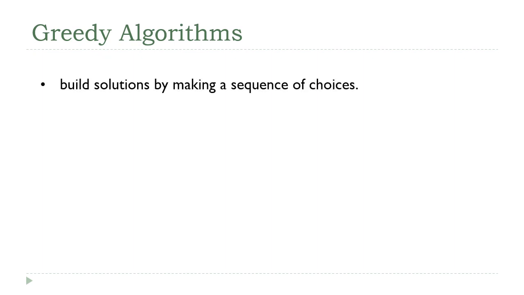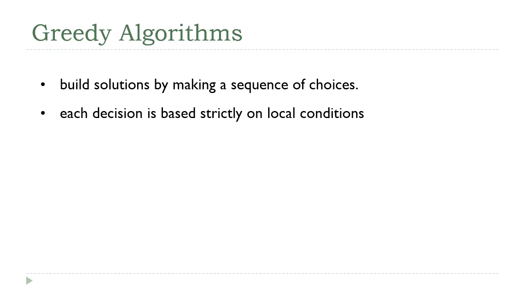And a greedy algorithm has a couple of characteristics. First, it's based on making decisions. You build solutions by making a sequence of choices. And you saw that in what we did. At first, I chose the starting vertex, and then I chose the best vertex from there, and then I chose the best vertex from there, and so on. So it was a sequence of choices that I was making. And each decision is based strictly on local conditions. So when I was picking the next vertex, all I looked at was the next vertex relative to the vertex I was currently on.